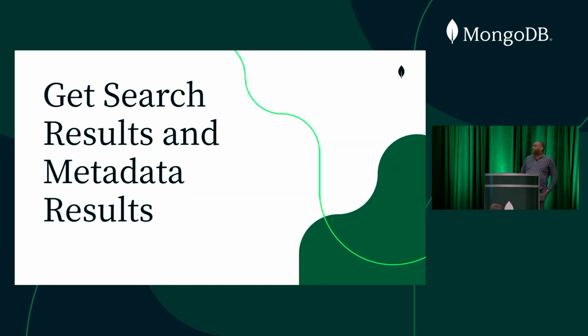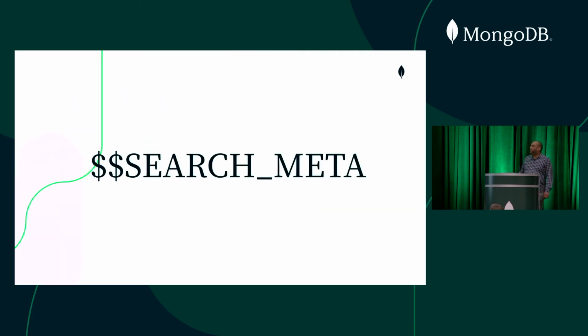To do that, you've got a couple of options, but the key for this lies in the $$SEARCH_META variable. $$SEARCH_META is a new global variable that is set whenever you run a search command. It contains the metadata results for that command, and can be accessed through MongoDB's expression language and aggregation stages. By using these, we can incorporate the value of $$SEARCH_META into your results and make it visible.